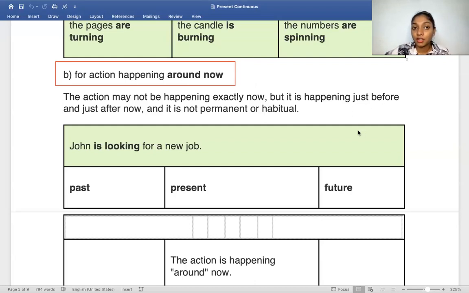Yes, this is something new. You might not know this. This is a bit new. Usually at school you are taught only actions happening right now. The second one is actions happening around now. What is around now? Something we are doing during this period. Even though it is not exactly happening at this very moment, imagine I am looking for a job at this time. I am looking for a new job. So that is an action happening around now.